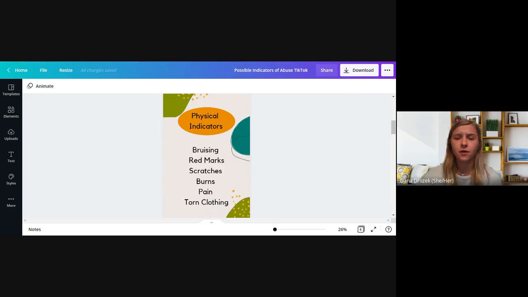So here's just a few examples of physical indicators. Let's say we're in a classroom with our students and we notice some bruising or red marks or even scratches, right, on a child or on a student in our classroom. And we maybe are a little bit concerned about that and it's happening more frequently, or there's a lot of them, or they're very, very easy to see. That might be a point where we want to have a conversation with that student and say, hey, is everything going okay at home? Do you have anything that you need to talk about? And just check in with them, let them know that they can trust you and all of those things.